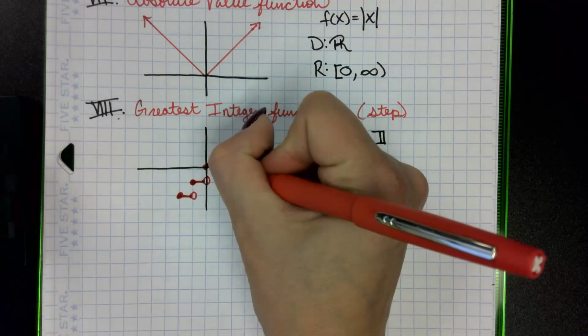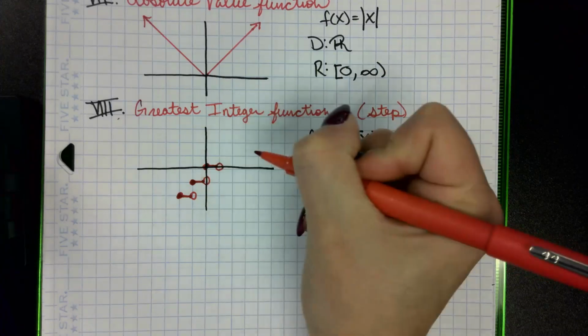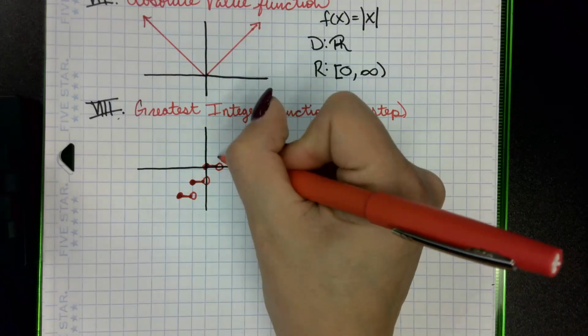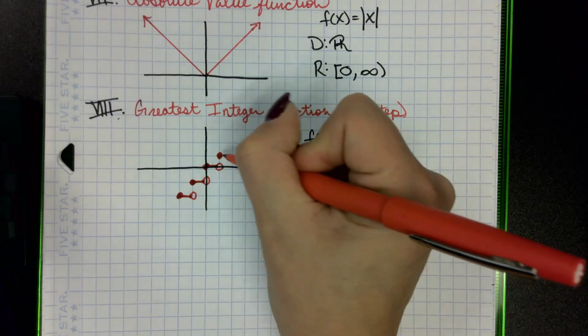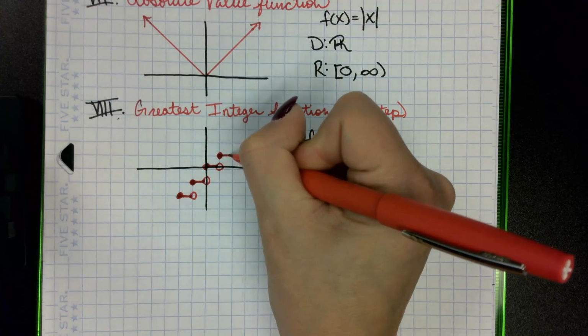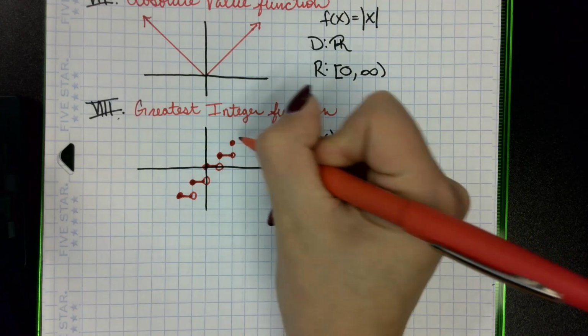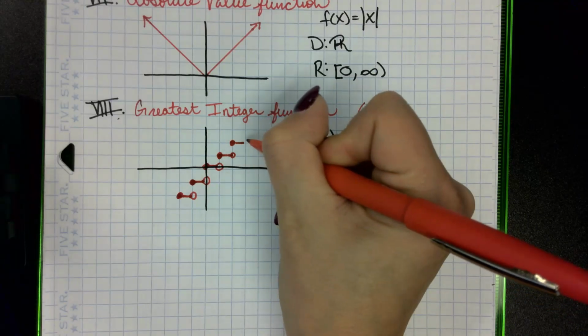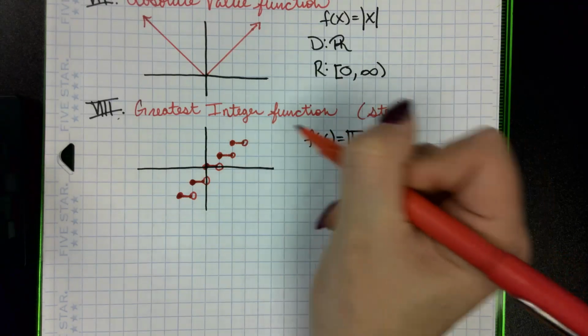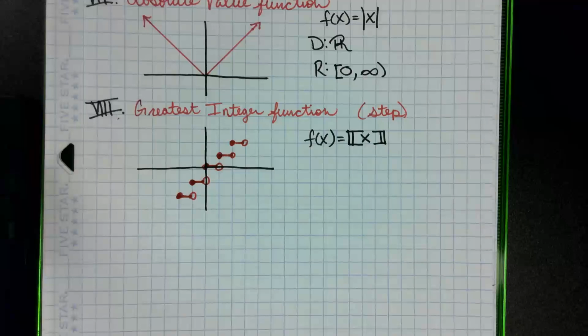Stay at 0 until you get to x is 1. And then when x is 1, you jump up in y values. Stay there until you get to the next x value, and then you jump up to the next y. And then stay at that y value until you get to the next x, and then jump up, and so on and so on.